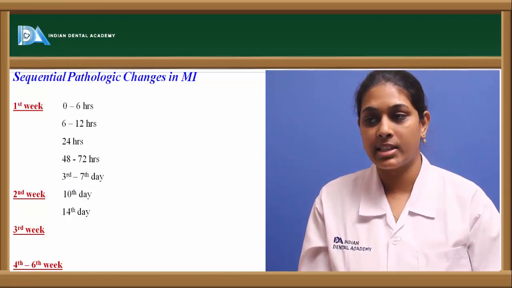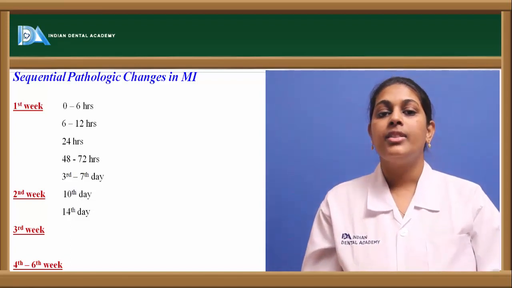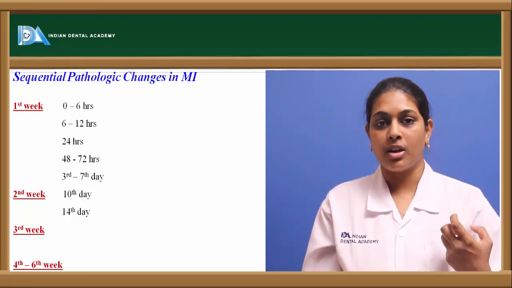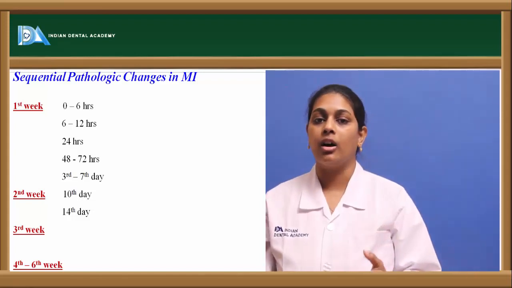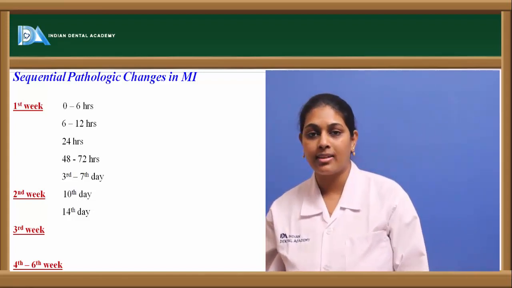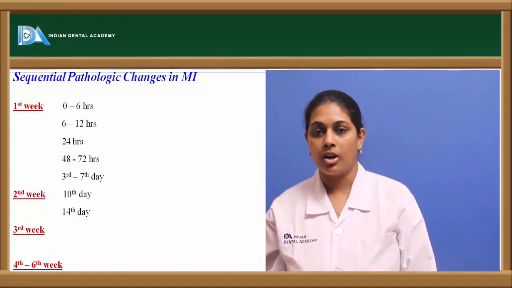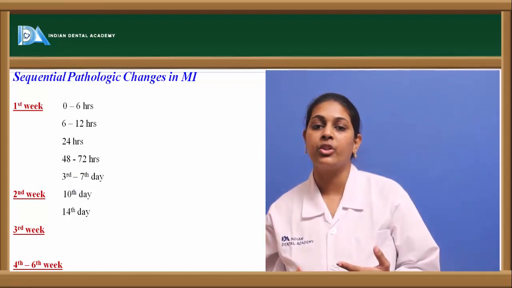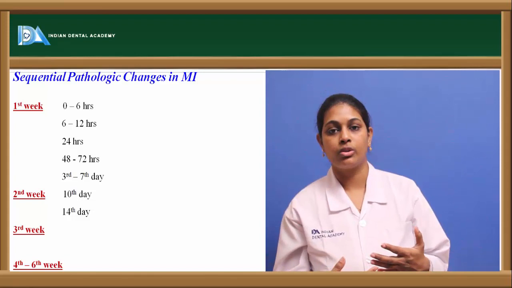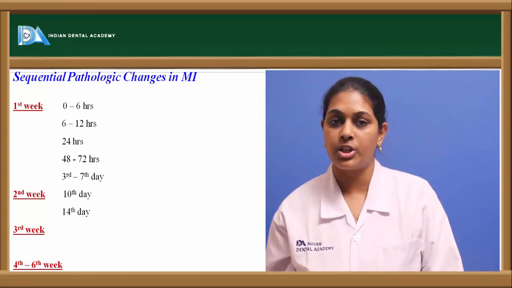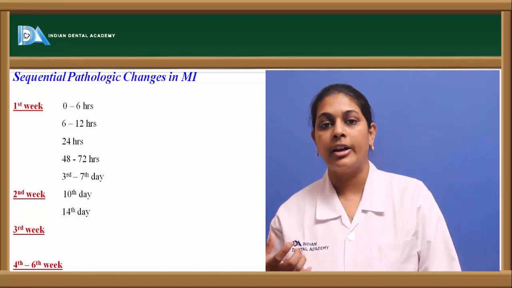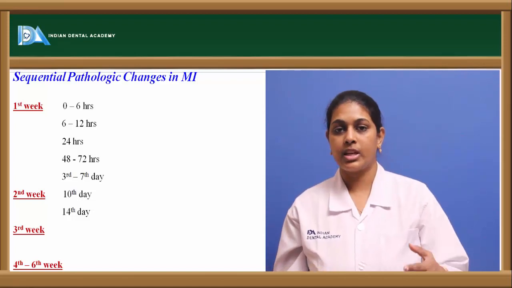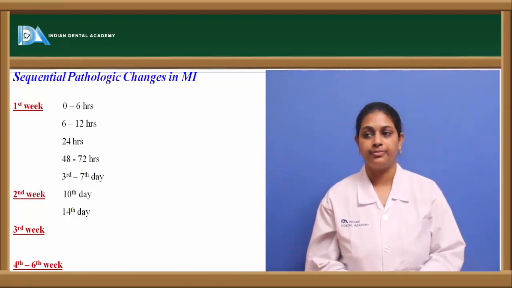Coming to the 4th to 6th week, usually the gross change we find is a thin, grayish-white appearance, almost shrunken. Under a microscope we see increased fibrocollagenous fibers, and the tissue shows decreased vascularity. All these changes can be accompanied by a fibrous scar at the end of the 4th to 6th week, as well as pigmented macrophages under a light microscope, with infiltration of inflammatory cells known as lymphocytes and plasma cells. So these are the sequential changes we see in a myocardial infarction.